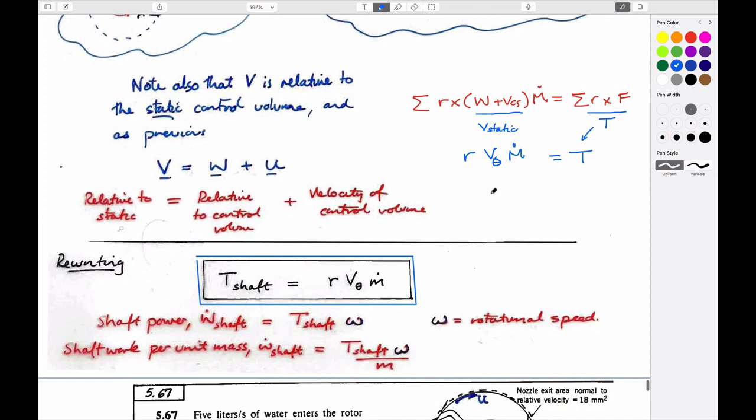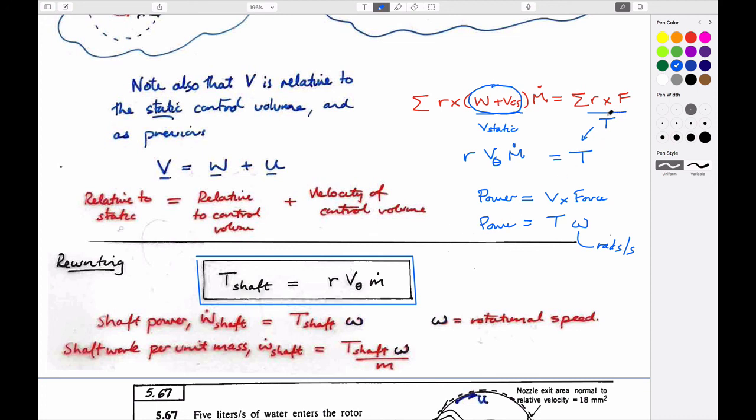And if we want to convert that to power, in the same way that power is equal to velocity times force, or force times velocity, then we can get power, which is equal to the torque on the shaft multiplied by its rotational velocity, which is in radians a second, as we mentioned. And so all we have to account for is the different velocities of the system, exactly the same as before.